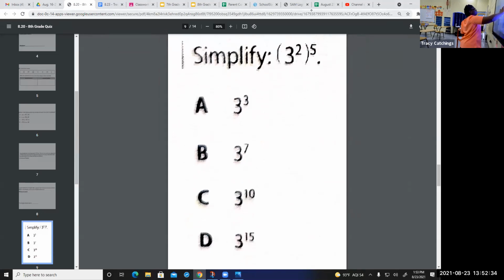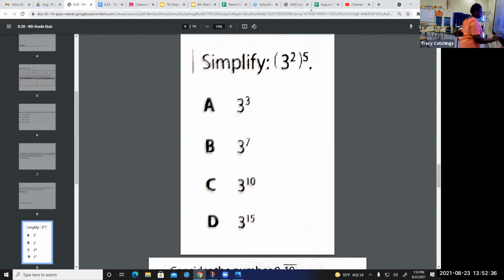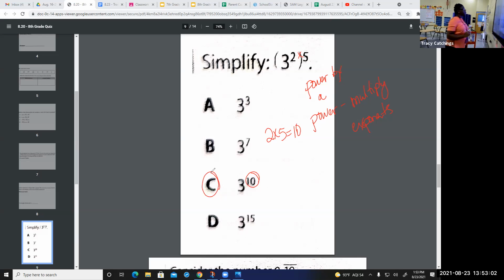All right, the next one says simplify 3 to the second, to the fifth. This is a power by a power. And those integer exponents told us that we would multiply these exponents. Power by power, we multiply. 2 times 5 will give us 10. And the base remains the same, 3.